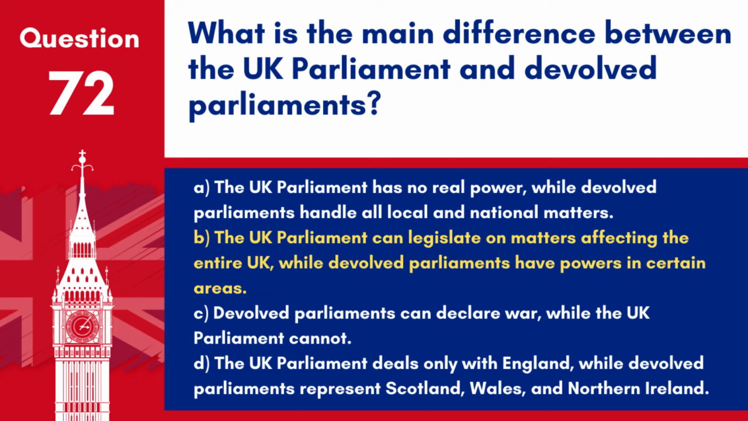Answer B. The UK Parliament can legislate on matters affecting the entire UK, while devolved parliaments have powers in certain areas. This allows for localised governance in Scotland, Wales, and Northern Ireland.